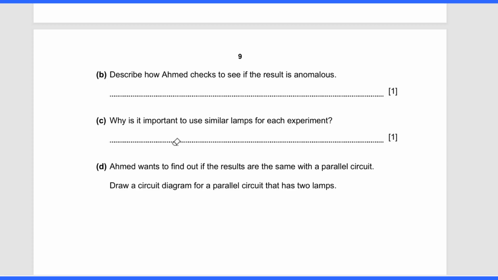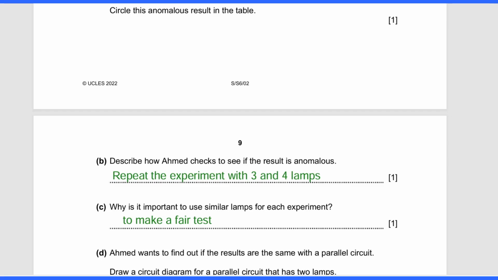Okay, let's check out the answer, guys. If you have not finished, you may pause this video. Well, the possible answer is to make a fair test. Similar lamps, as that will be a control variable.